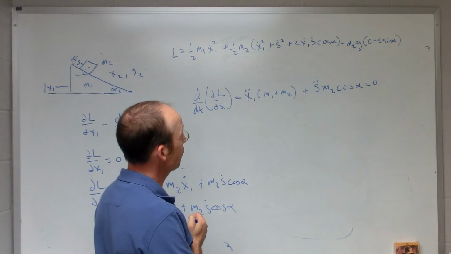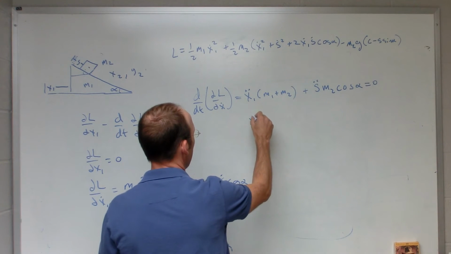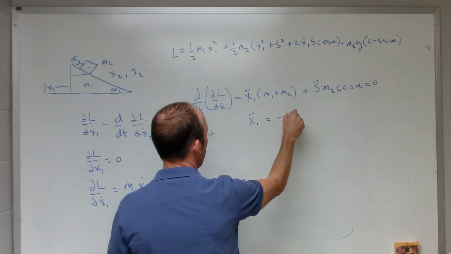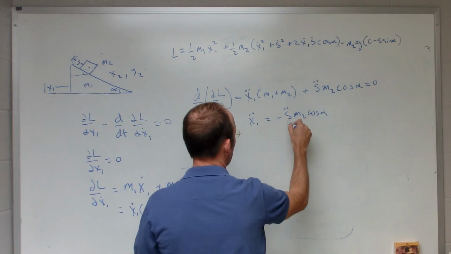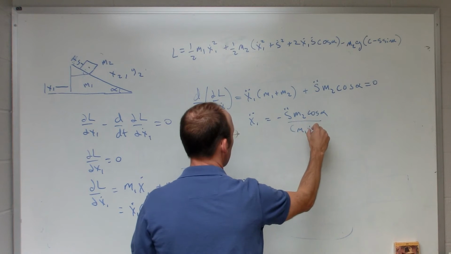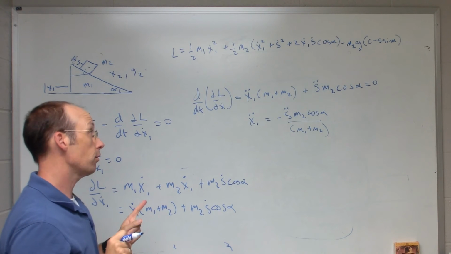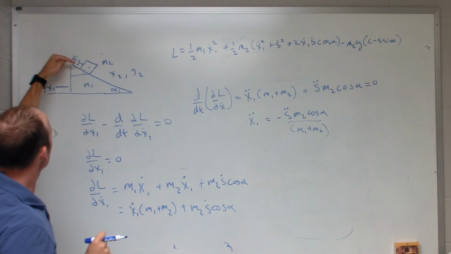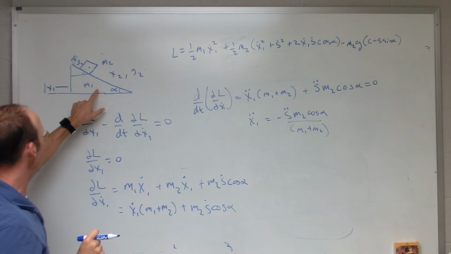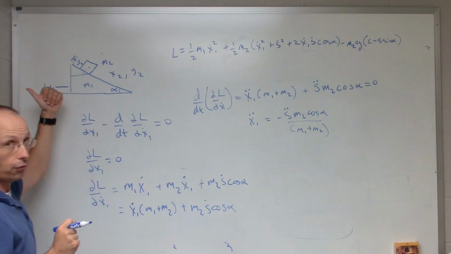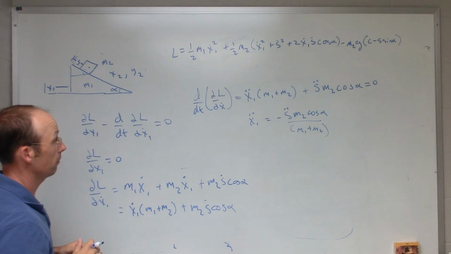Let's see, for now I'm just going to solve this for x1 double dot. It's going to be equal to negative s double dot m2 cosine alpha over m1 plus m2. That's important. Also, you'll notice that if the acceleration of this one is that way, the acceleration of this one is going to be negative and be that way. So if one of them is positive, one's negative. That makes sense, based on the way I have these things.